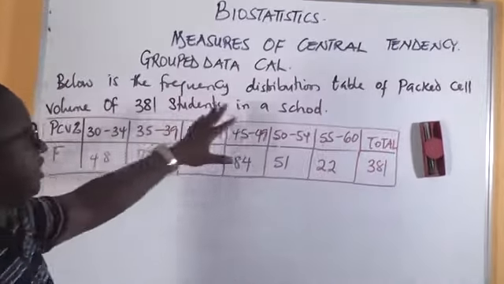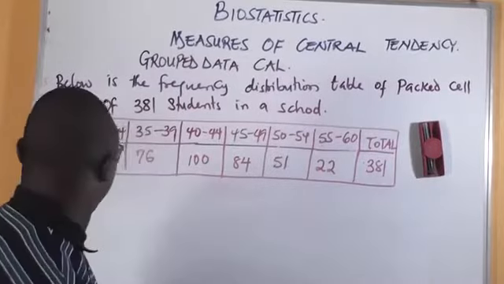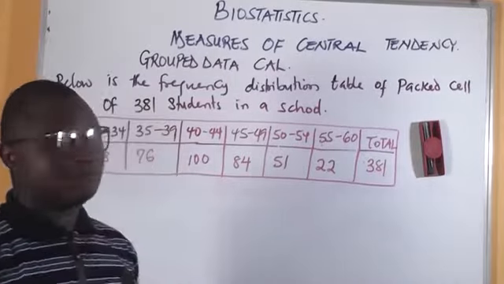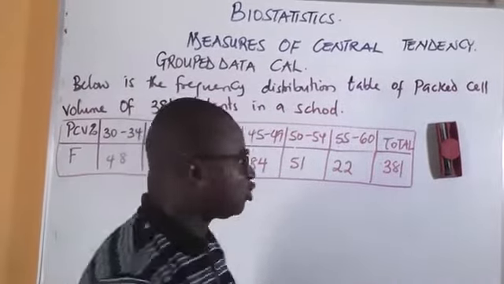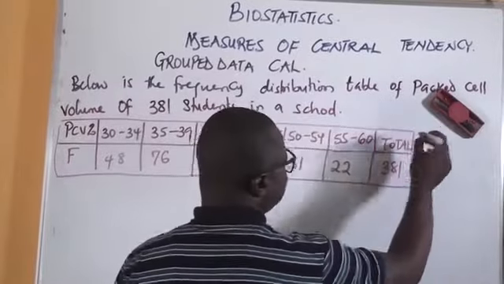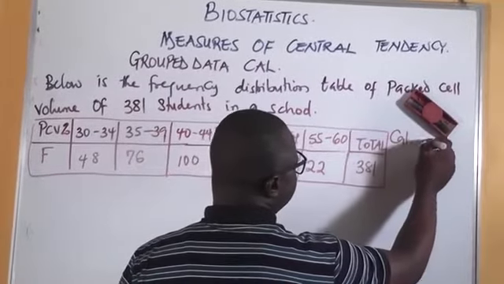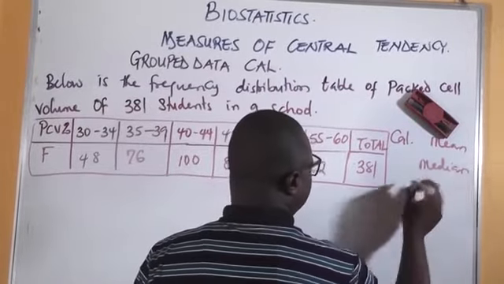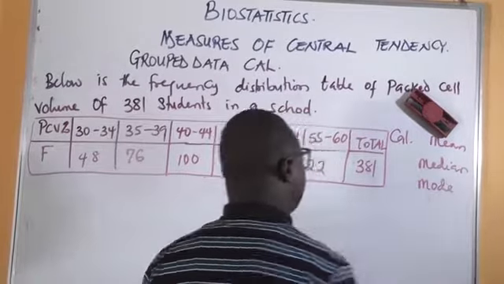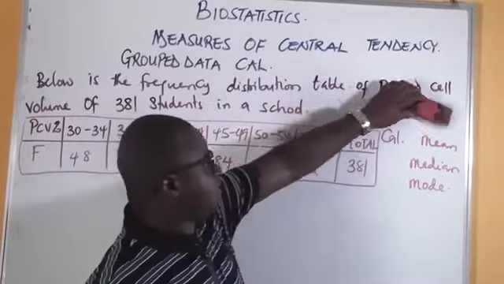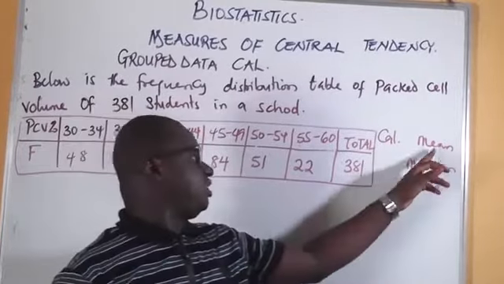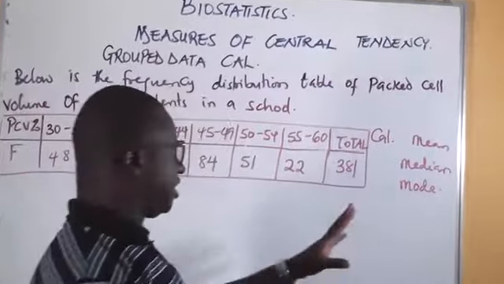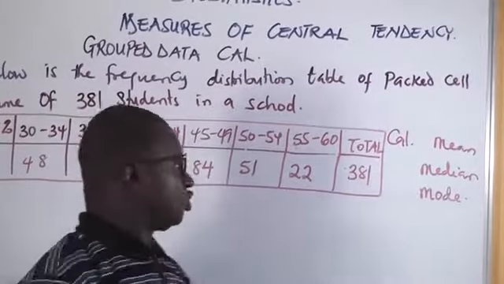They say below is a frequency distribution table of packed cell volume of 381 students in a class. So this is a table, and then we are asked to calculate the mean, median, and mode. For now, since we are looking at measures of central tendency, we are looking at mean, median, and mode. But this lesson is strictly going to focus on mean. All right, so let's look at it.